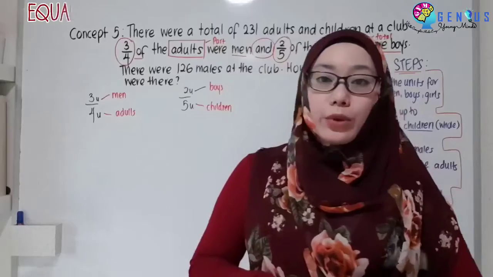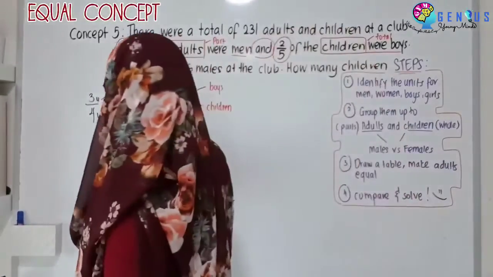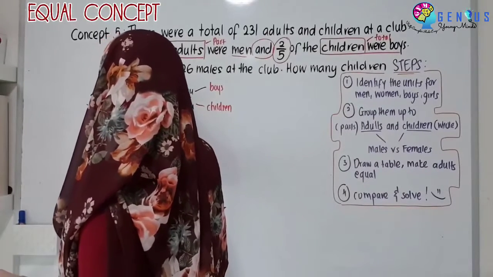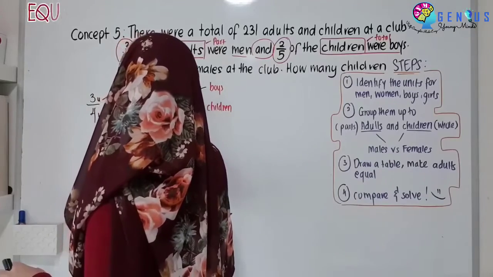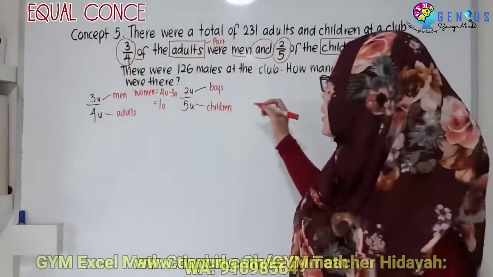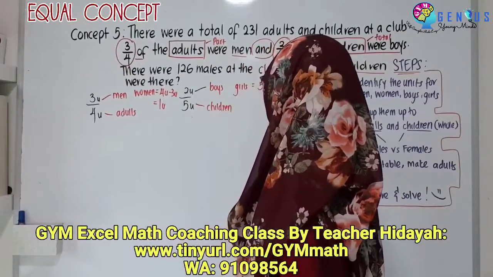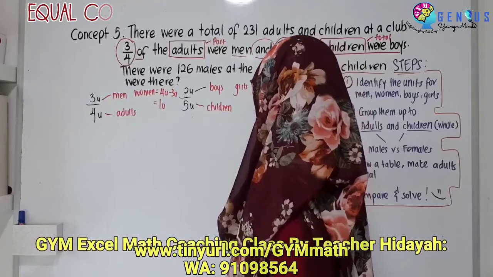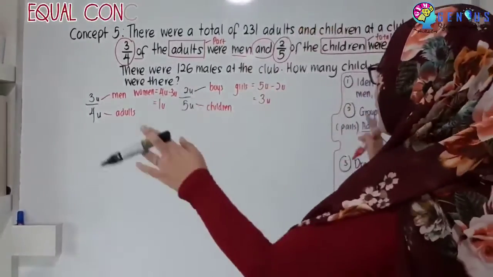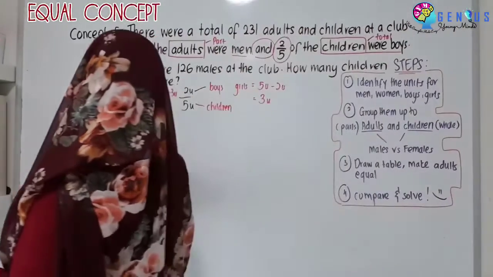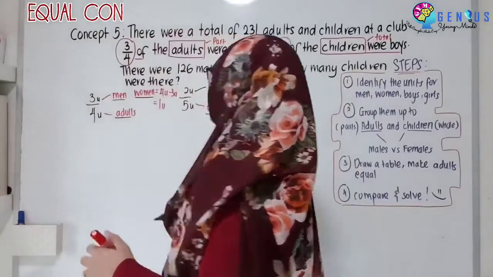Now do we stop there? We don't. I need to find out how many women for adults. So for here, women is equal to 4 units minus 3 units, that gives me 1 unit. Here, to find girls, this is actually 5 units minus 2 units equals 3 units. Okay, so we have all the information here. We have men, we have adult, we have women. Then we have boys, we have children, we have girls.